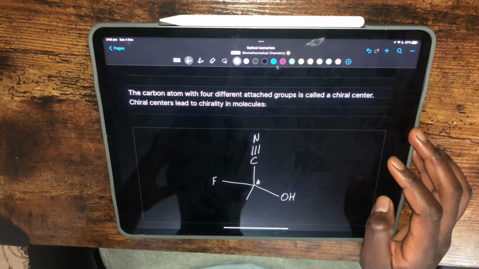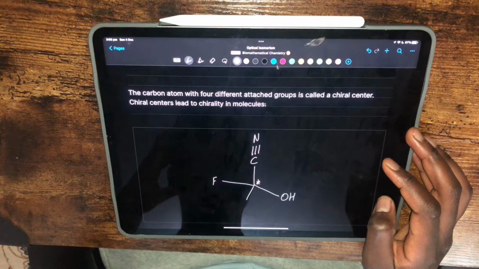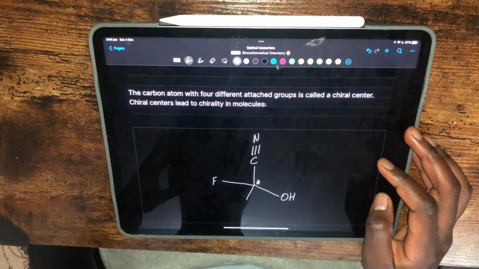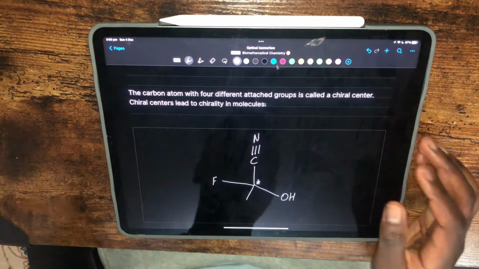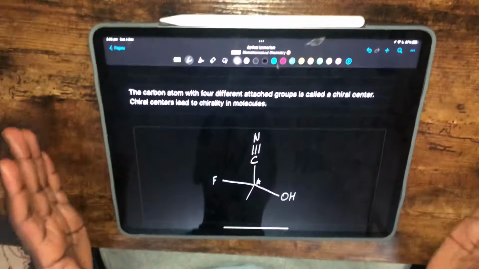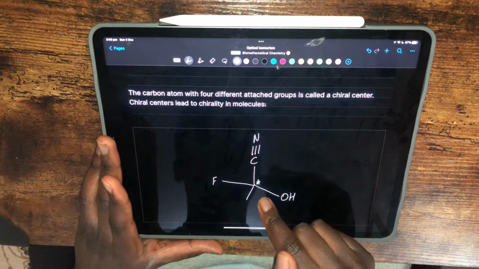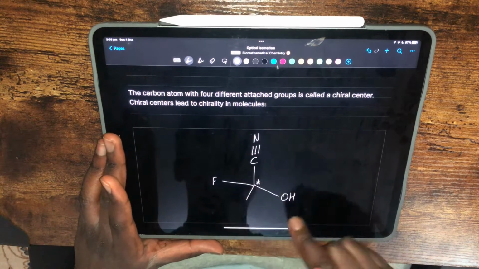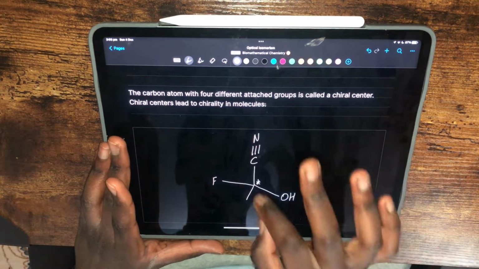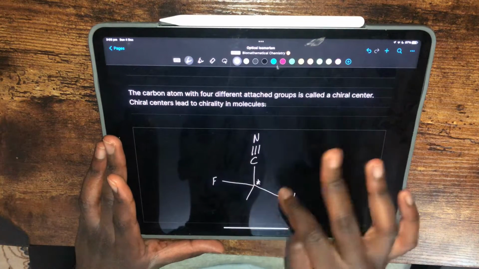2-hydroxypropanitrile. Yes, 2-hydroxypropanitrile. Anyway, the name's not important, right? But the idea is that you can see here that this central carbon with the little asterisk is bonded to 4 different substituent groups. If it's free, it's not, and that makes this carbon atom a chiral center.